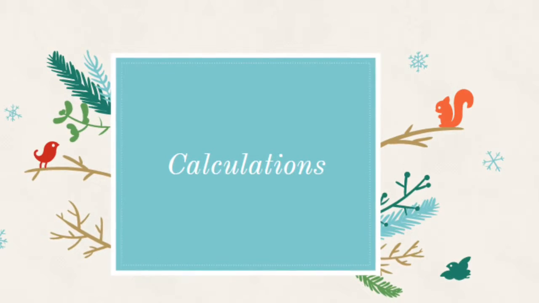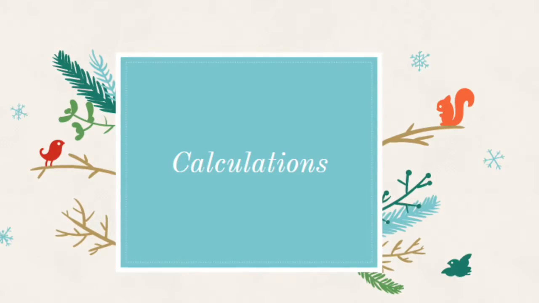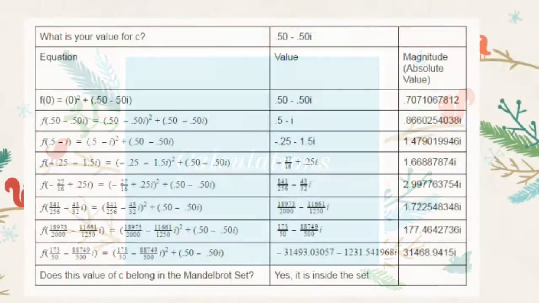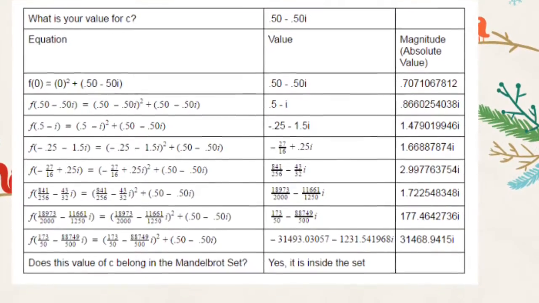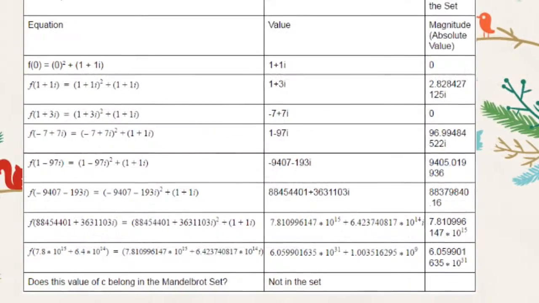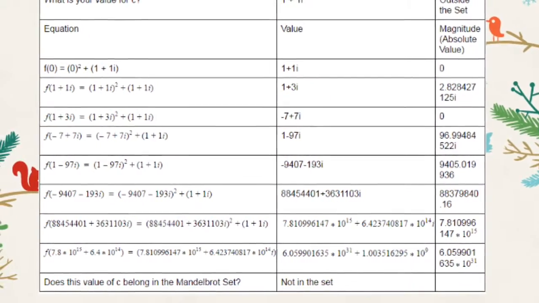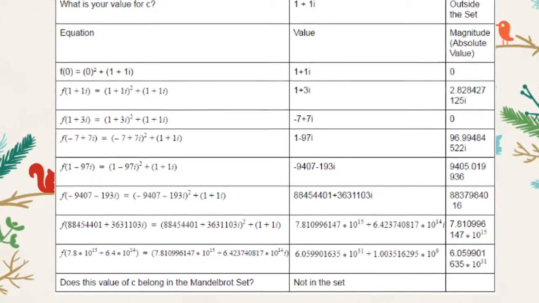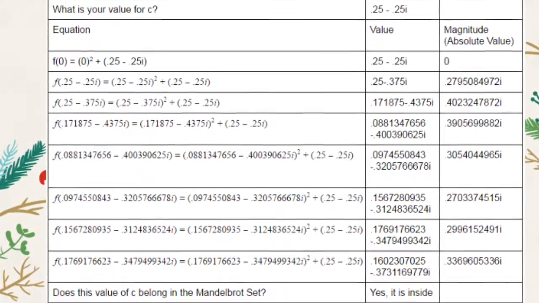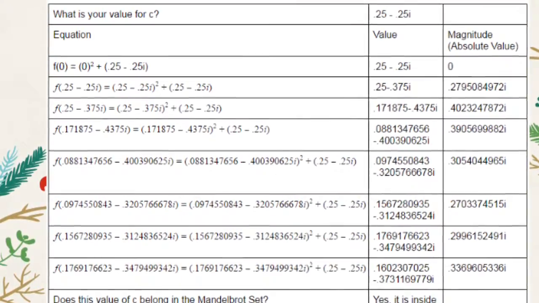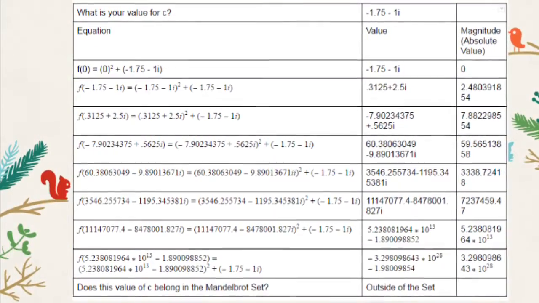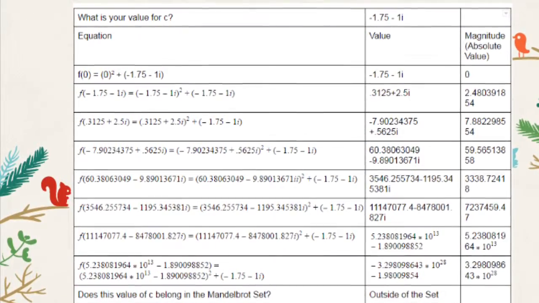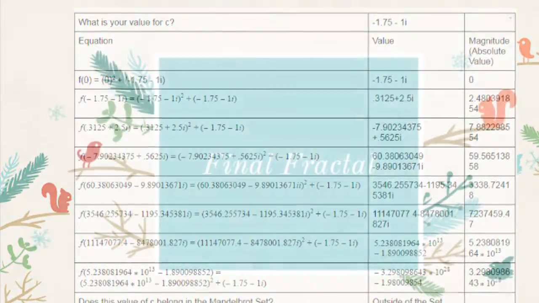Next, we have some of the calculations I did for seeing if my 4 points were inside the set. As you can see, my first one was inside the set because it was less than 2. And my second one was not inside the set because it was greater than 2. My third one was inside the set since it was less than 2 also. And finally, my last one was outside the set because it was greater than 2.